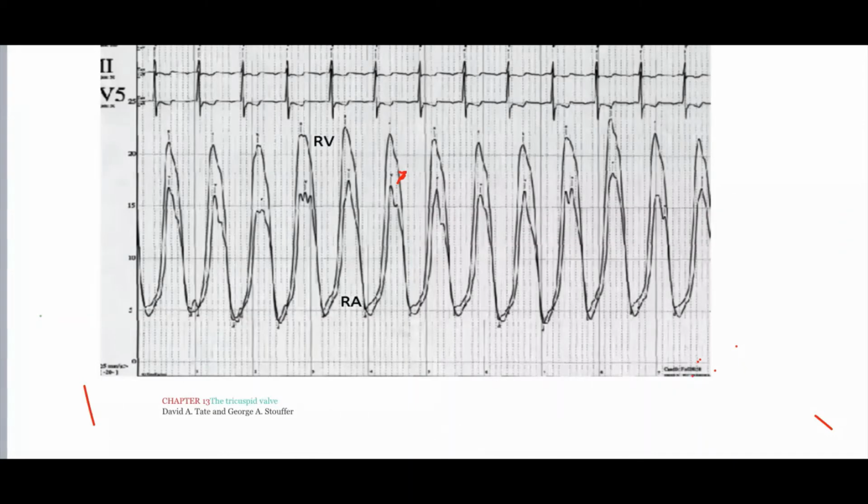Of course, you could not appreciate the A, X, and Y and all of that. But we are appreciating only one wave, which is V. V is so high. Because of what? Because of TR. This is severe TR, okay? Because we have said that severe TR makes the V wave high.